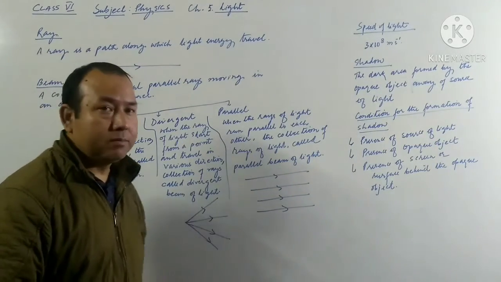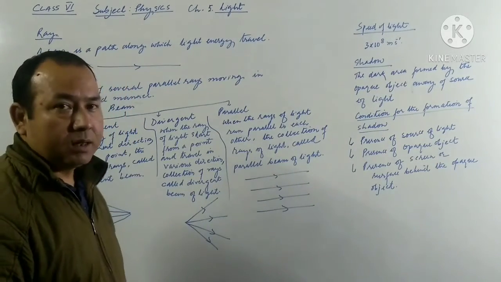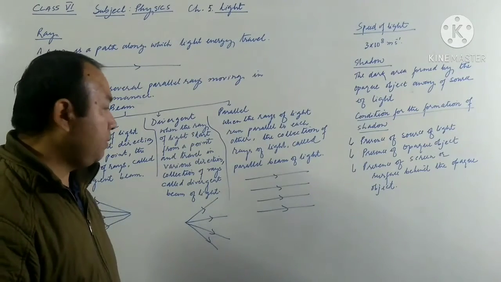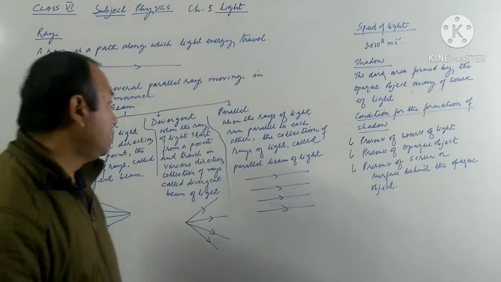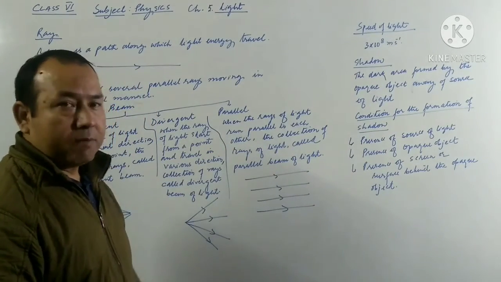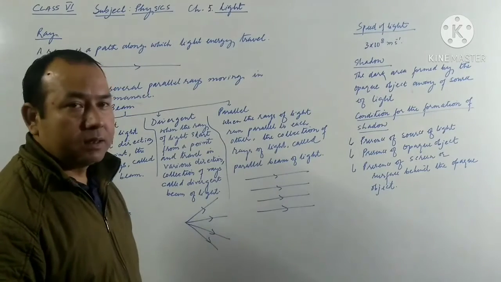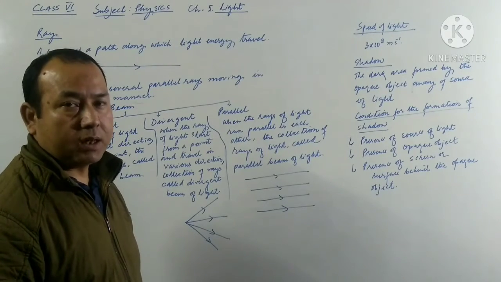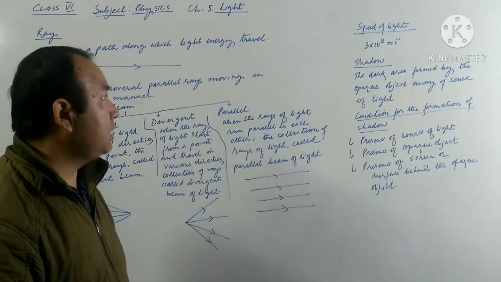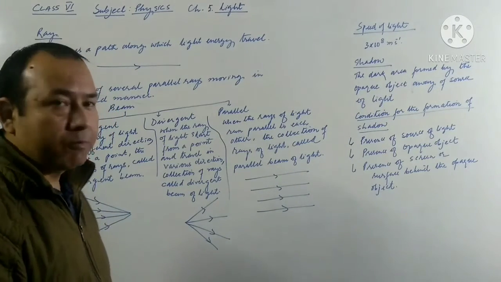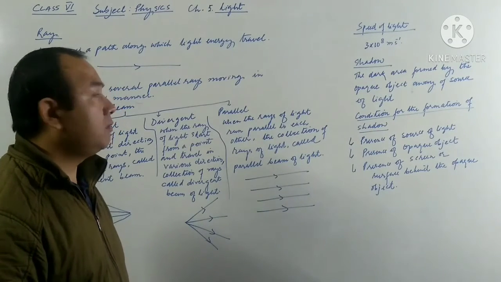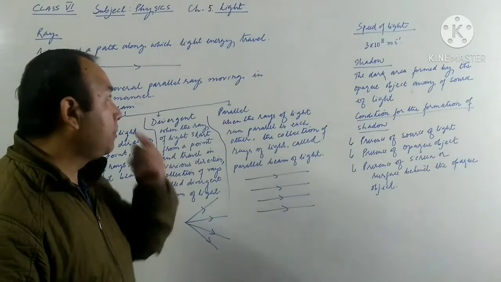Then comes parallel. As you can see in the figure, the rays are traveling parallel to each other. They are not meeting anywhere. Now how to define them? When the rays of light run parallel to each other, then the collection of such rays is usually called a parallel beam of light or parallel beam of rays. So just now we discussed different types of beam of light. Now we'll move on to the next topic.